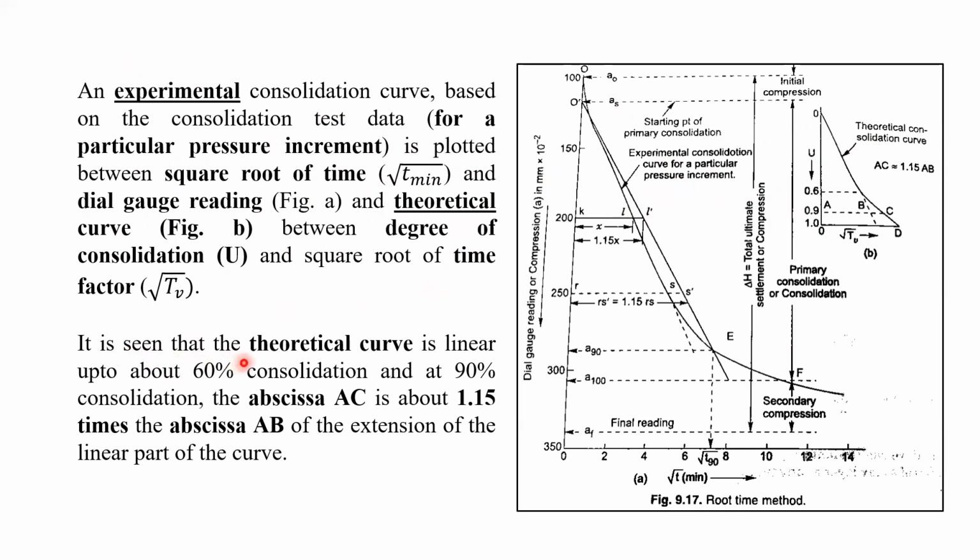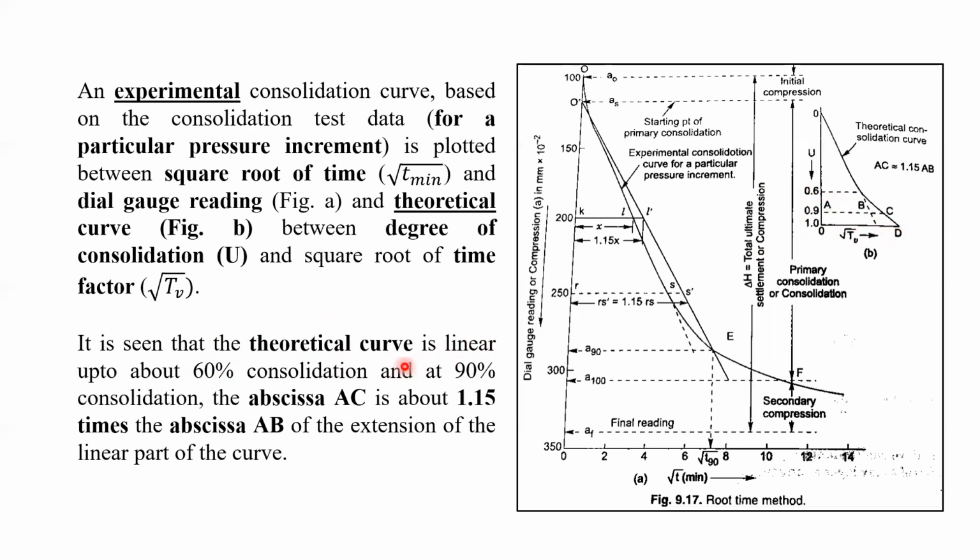So it is seen that the theoretical curve is linear. Taylor has said that the theoretical curve is linear up to 60% consolidation. That means at 60% degree of consolidation, you can see this line is completely straight. This axis is in percentage: 60%, 90%, 100%.